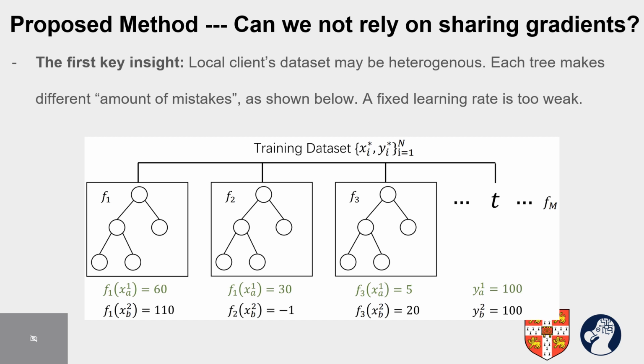We observe the prediction outcomes of the first 3 trees in the XGBoost tree sample on 2 data samples XA and XB. Their ground truths are equal and both are 100. Since the local datasets belonging to the 2 clients are heterogeneous, the trees perform differently across data samples. For the first tree F1, it gives a good initial prediction for XB but not for XA. The second and third trees, F2 and F3, on the contrary, sufficiently correct the residuals made by the first tree F1 for XA but not for XB. In this case, a fixed learning rate may be too weak, because ideally we want a higher learning rate for F2 and F3 on XA, but a lower learning rate for F2 and F3 on XB.